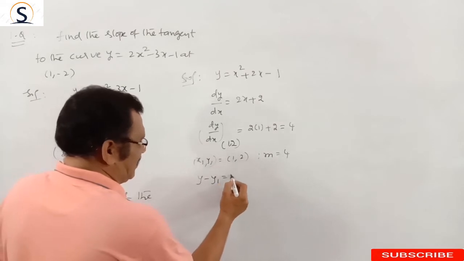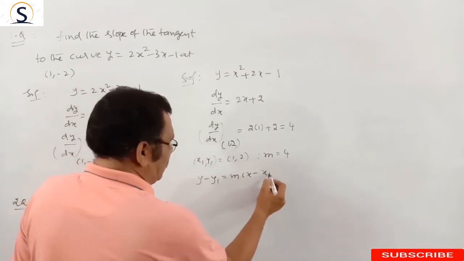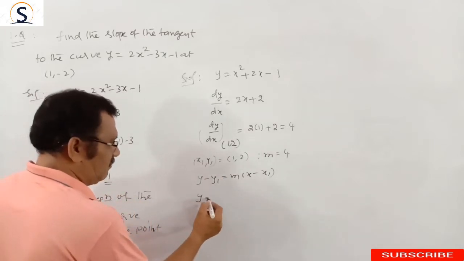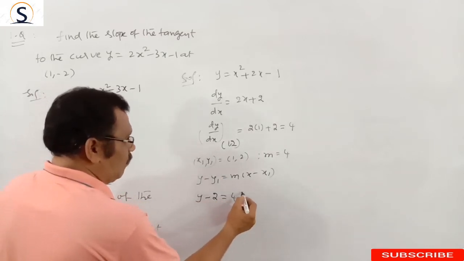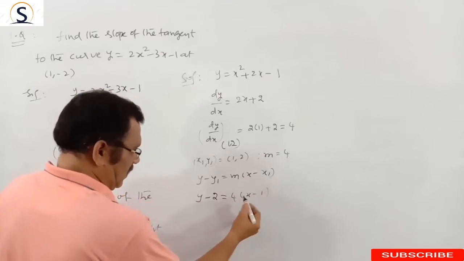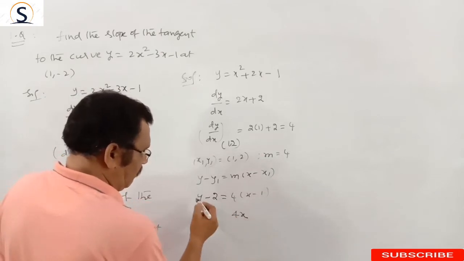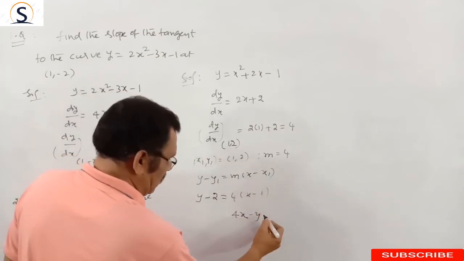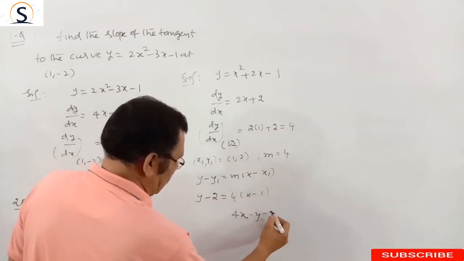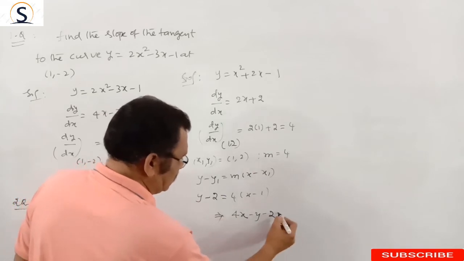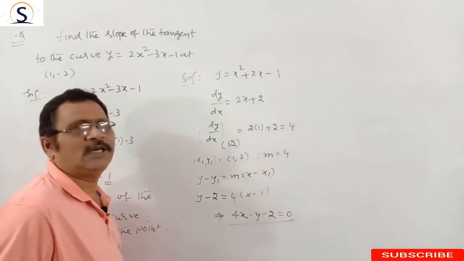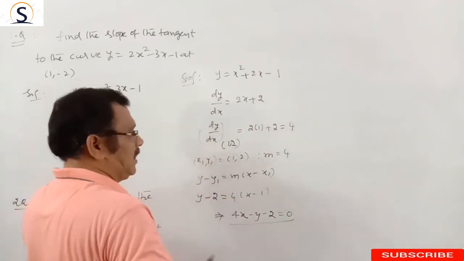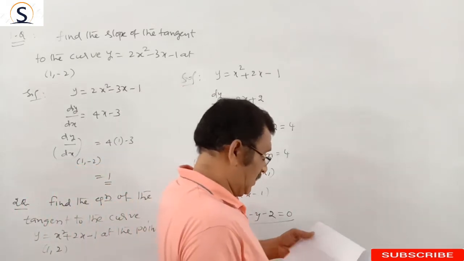Then y minus y1 is equal to m into x minus x1, which is the tangent equation. In this we substitute: y minus 2 is equal to 4 into x minus 1. So this is 4x minus y minus 4 plus 2, and minus 4 plus 2 is minus 2, which is equal to 0. This is the tangent equation. So, slope of the tangent, next tangent equation.